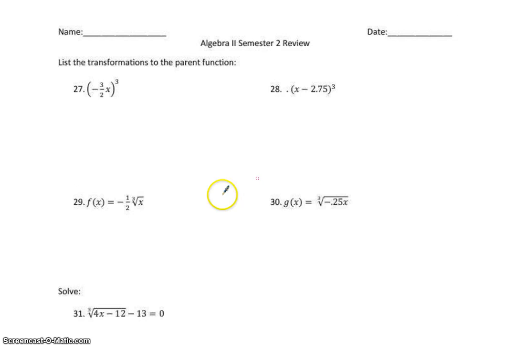Looking at number 27, list the transformations to the parent function. Remember, if it is trapped in parentheses or under a root, it is horizontal and it does the opposite of what you would expect. Anything else is a vertical change. So I have a negative that's trapped inside, so it is a flip and it's over the y because that's the opposite of what you would expect. 3/2, that is larger than 1. It is a horizontal change. Since it's larger than 1, you would expect it to be an expansion, so that means it's actually going to be a compression. Those are the only two things causing changes.